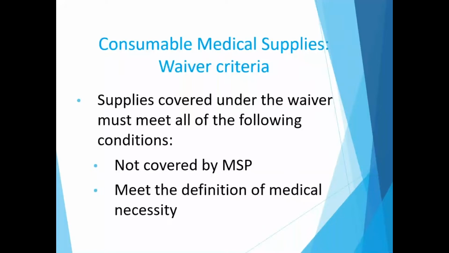As far as waiver criteria for consumable medical supplies, we basically cannot cover any item that's covered by Medicaid state plan. I'm sure you've all heard that waiver is the payer of last resort. So we won't cover any item that's covered by Medicaid state plan or another insurance provider. And as with everything else, it has to meet the definition of medical necessity.